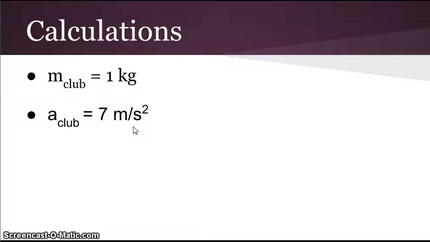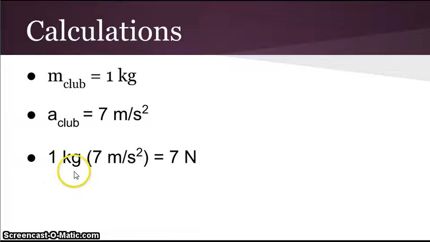But anyways, we could use the equation that we have to solve for the force of the club onto the golf ball. So in this case, we have the 1 kilogram, so the mass of the club, times the acceleration, so 7 meters per second squared equals 7 newtons. And so if you went back to the diagram before, we could show that the 7 newtons forward on the golf club has to equal 7 newtons back of the golf ball on the golf club, because those forces have to be equal but in opposite directions.